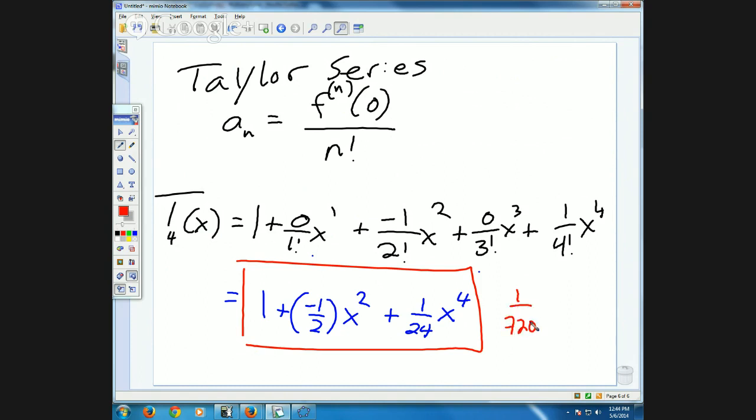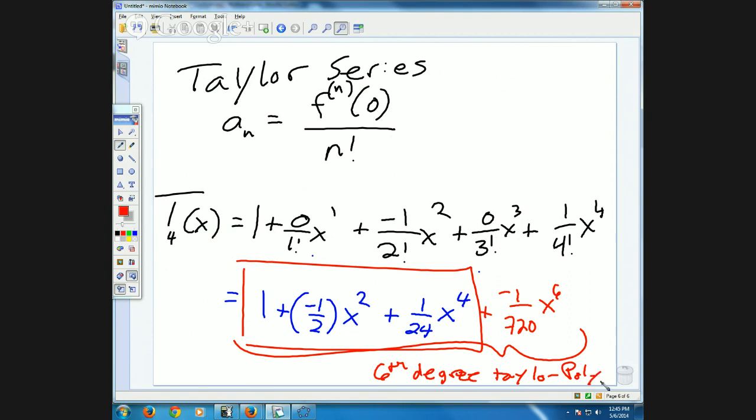Is it going to be positive or negative? Positive, negative, positive, negative. It's going to be negative, and then the power is x to the 6th. If I continue this, the combination of all these terms would be called a Taylor polynomial of what degree? 6th degree. Yes, this would be the 6th degree Taylor polynomial. I would like you to graph the fourth degree one and compare it to the cosine of x. I'll be right back.